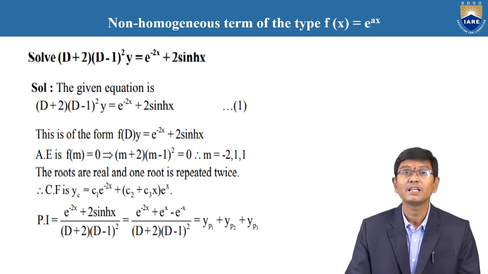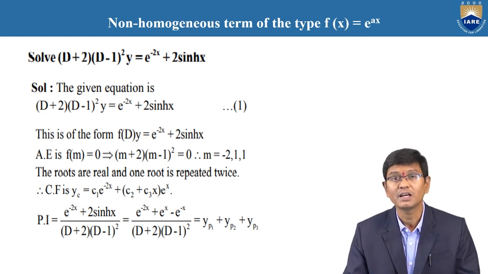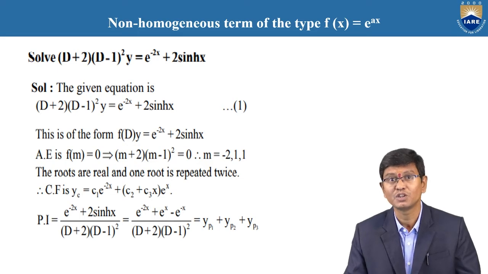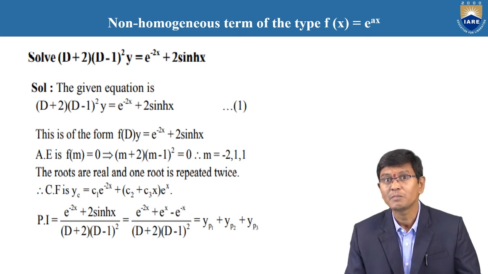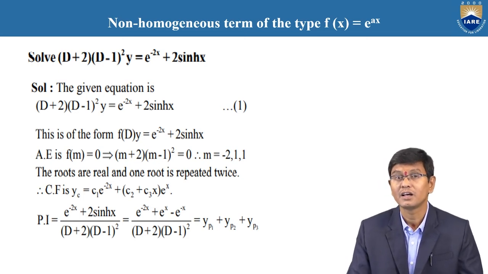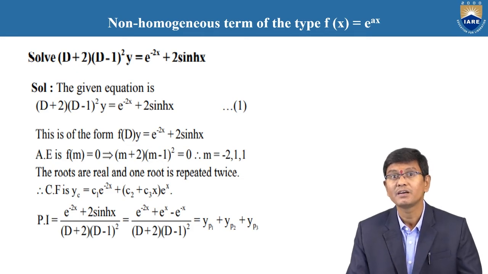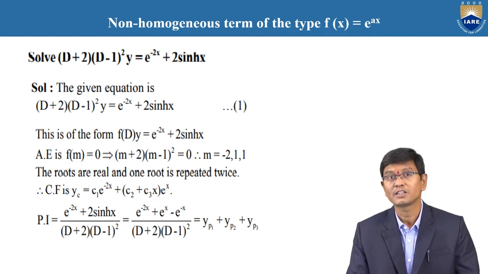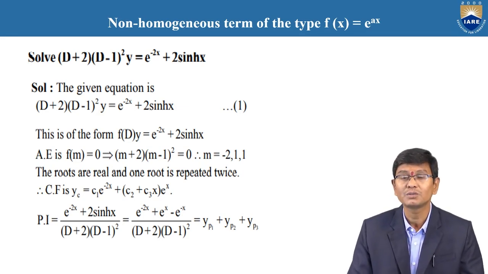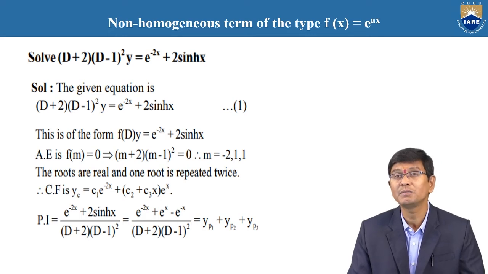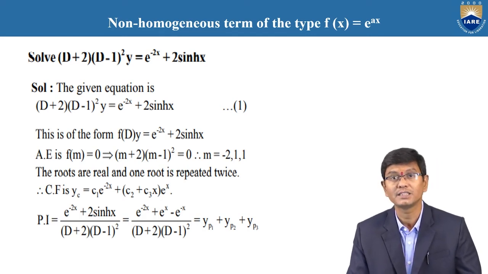Once again, to find the complementary function, we replace D with m, so the equation is (m + 2)(m - 1)² = 0. By solving, the roots are m = -2, 1, 1. Observing here, -2 is a distinct root and 1 is a repeated root, so case 1 and case 2 together apply. Then we write the complementary function as yc = c1 e^(-2x) + (c2 + c3 x) e^x.